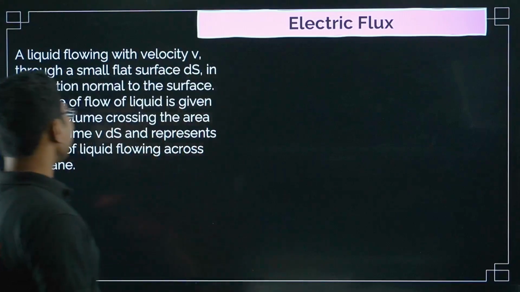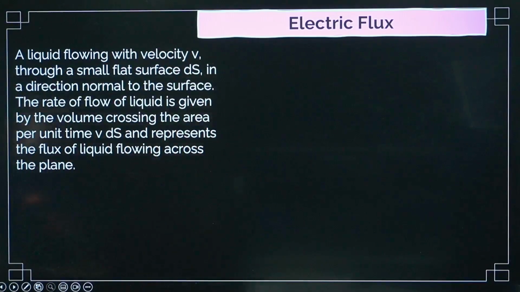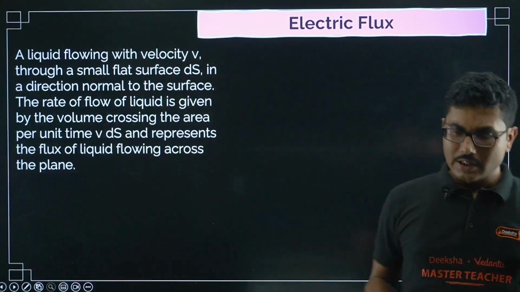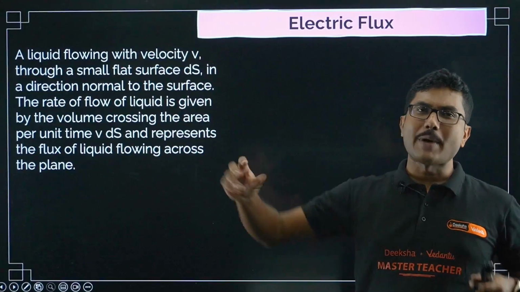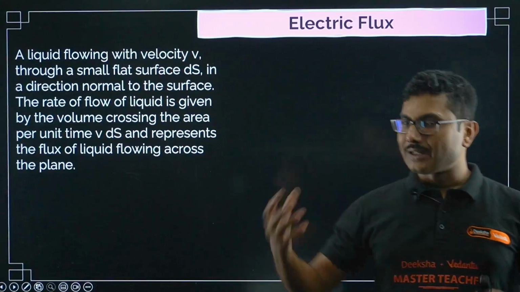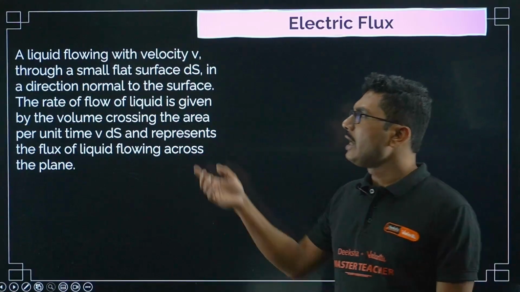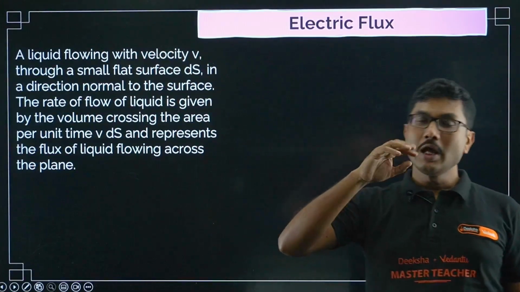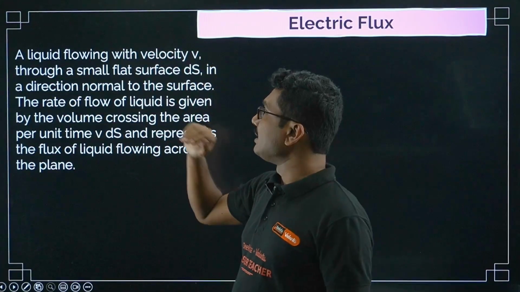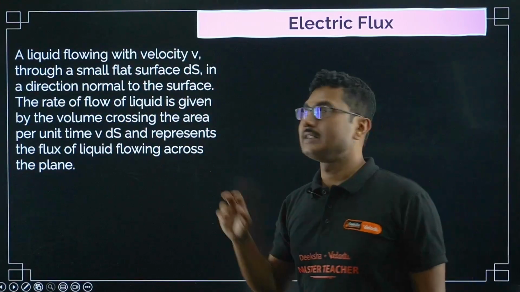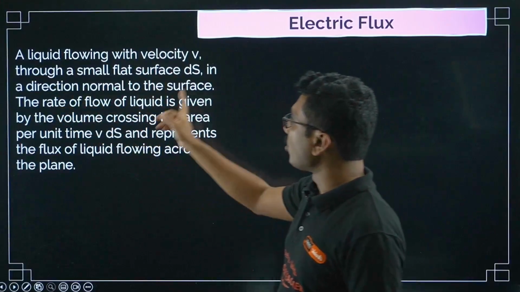Electric flux, what is electric flux? A liquid flowing with velocity v through a small flat surface dS. Imagine that a liquid, for example, is flowing through a pipe. In physics, a liquid flowing through a pipe is not sufficient, so you have to define it properly. So a liquid is flowing with the velocity v, which is constant, through a small flat surface of area dS, in a direction normal to the surface.